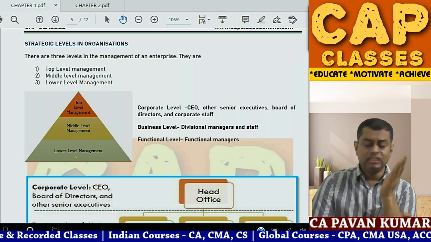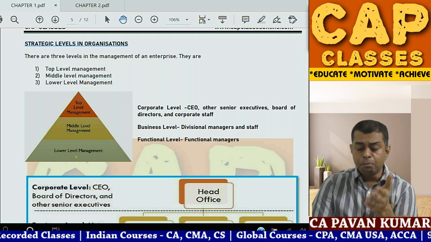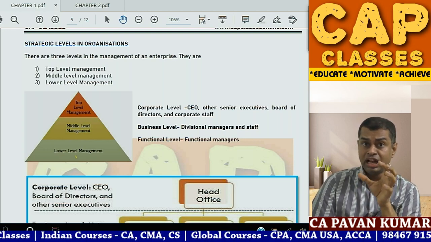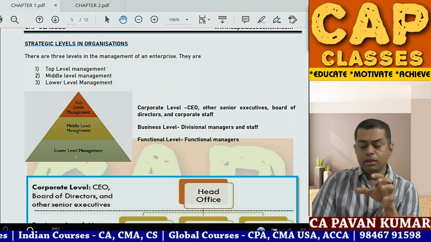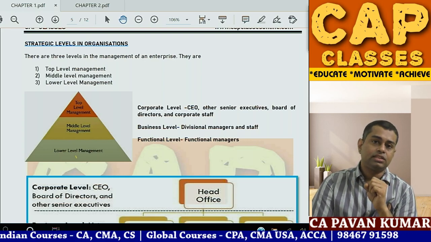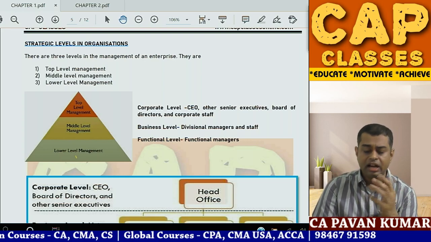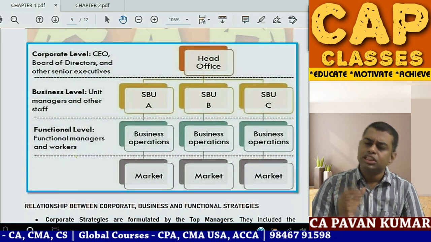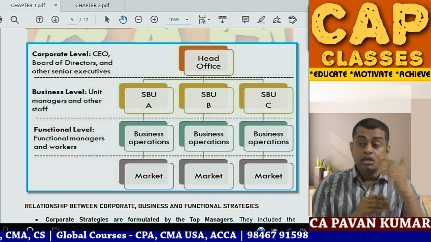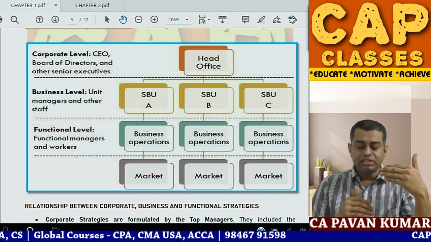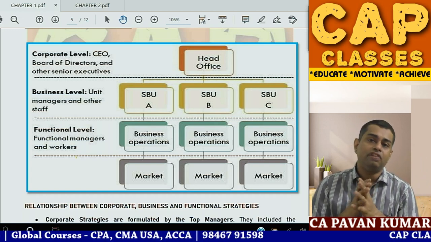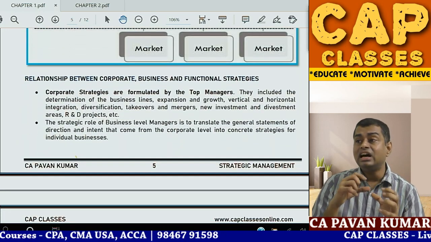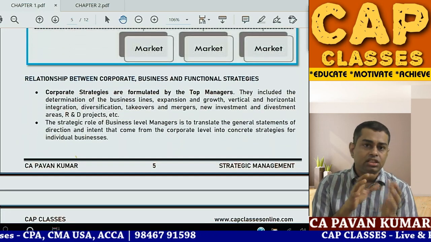Corporate level: CEO, senior executives, board of directors, corporate staff. Second one is business level: divisional level managers and divisional level staff. Third, functional level managers, like purchases, sales, marketing. I have given a small diagram also here. SBU is strategic business unit, which we'll see after a while. So first one is corporate level, second one is business level, third one is functional level. You understand it? So I have given what is the relationship between corporate strategies and all.